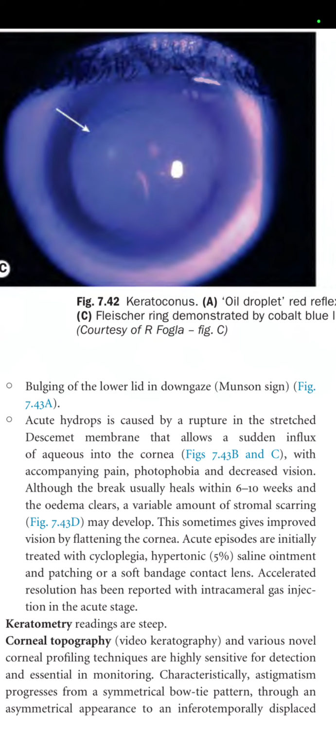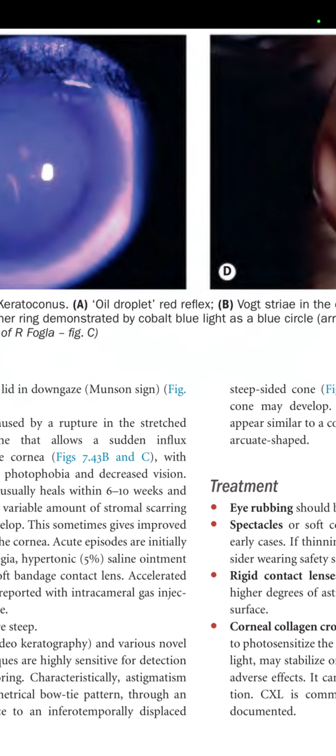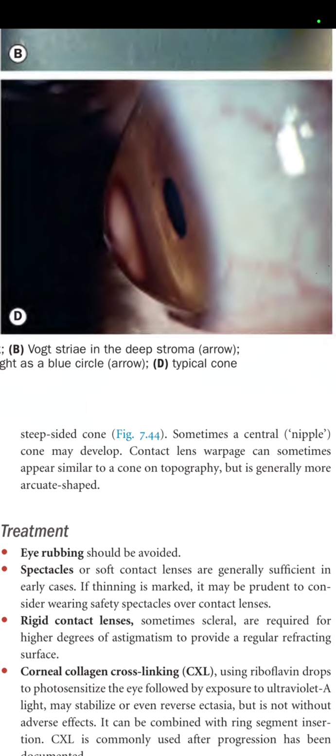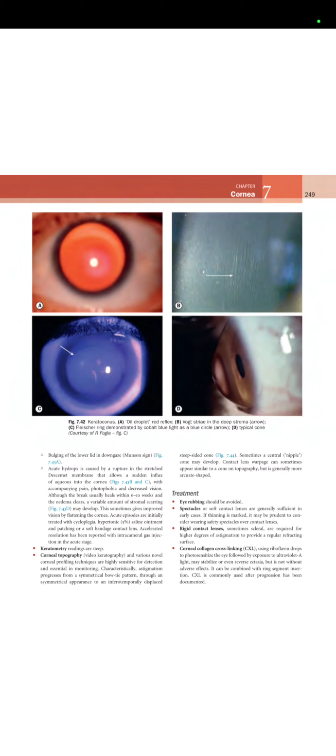keratography, and various novel corneal profiling techniques are highly sensitive for detection and essential in monitoring. Characteristically, astigmatism progresses from a symmetrical bow tie pattern through an asymmetrical appearance to an inferotemporally displaced steep-sided cone. Sometimes a central nipple cone may develop. Contact lens warpage can sometimes appear similar to a cone on topography, but is generally more regularly shaped. So basically, not much is written about corneal topography in this text, although it is a very important investigation in keratoconus.